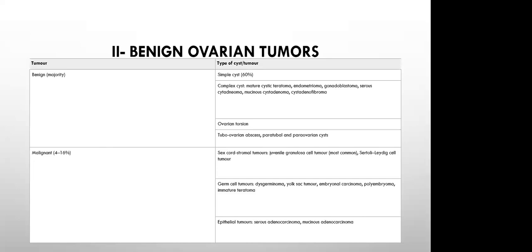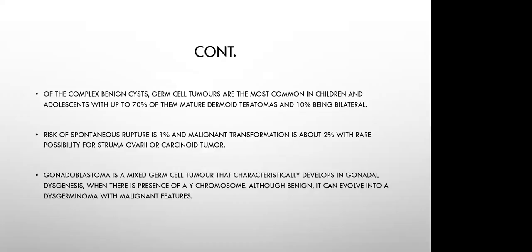The sex-cord tumors and germ cell tumors seem logical because they are either related to puberty or related to embryonal origin. So, of complex benign cysts, germ cell tumors are the most common in children and adolescents, with up to 70% of them being mature teratomas. Okay, this information is critically common in SBAs, so take care.